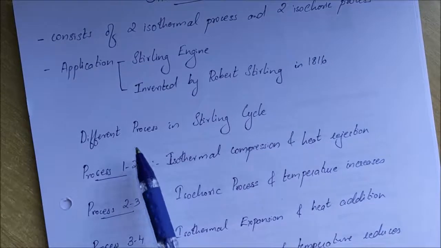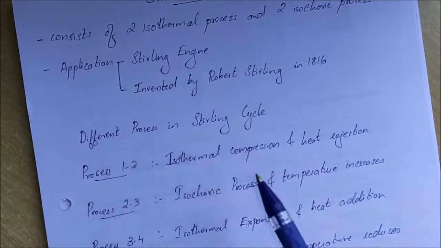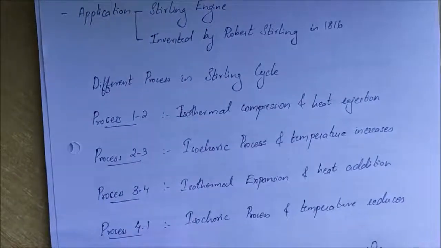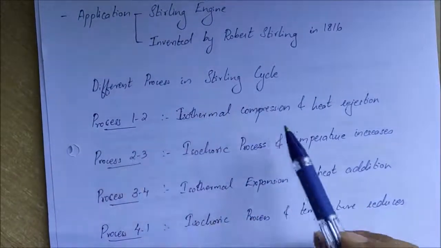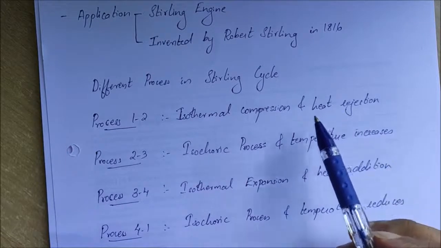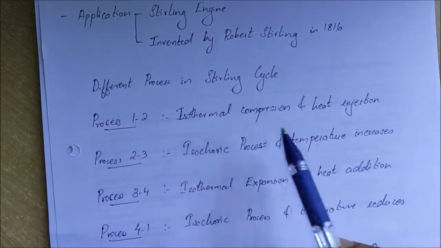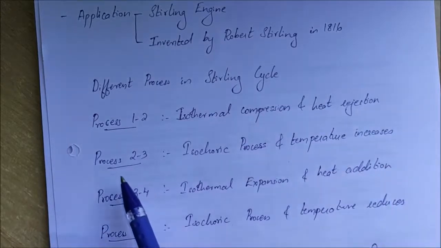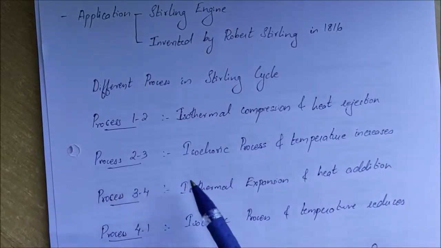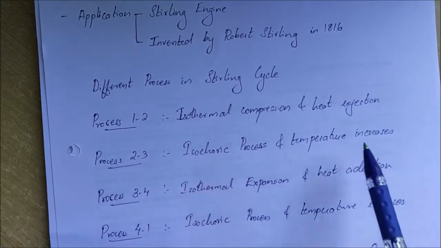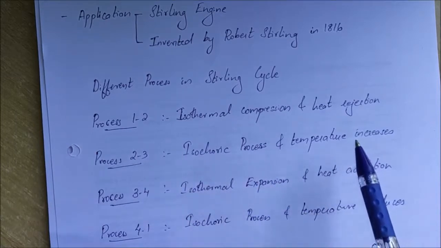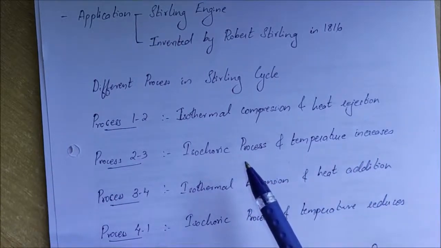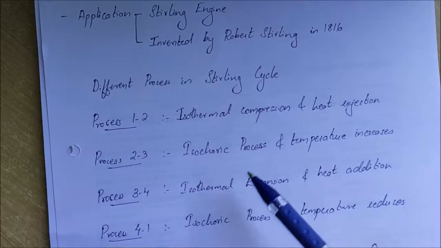So let's look at the different processes taking place in a Stirling cycle. First process, that is process 1 to 2, is isothermal compression and heat rejection. The next process, process 2 to 3, is an isochoric process, and also the temperature tends to increase in this process. It's a constant volume process as well as an increase in temperature for the process 2 to 3.